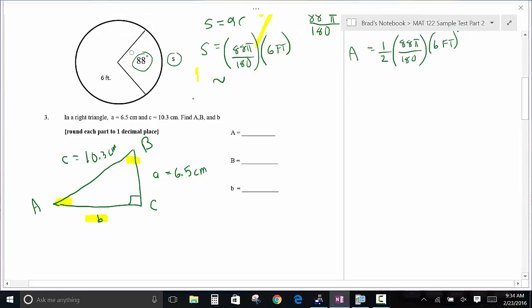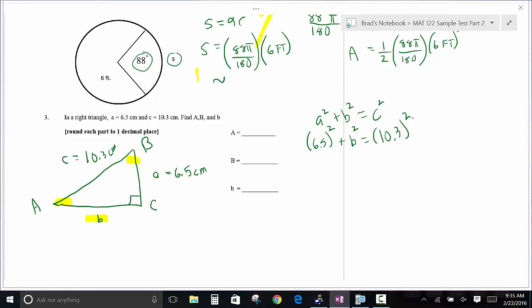Okay, let's do that. Let's do a squared plus b squared equals c squared. So I gave a as 6.5 squared. We want to find b. Then we want to do the 10.3 squared. If I do 6.5 squared, that's going to give 42.25 plus b squared.